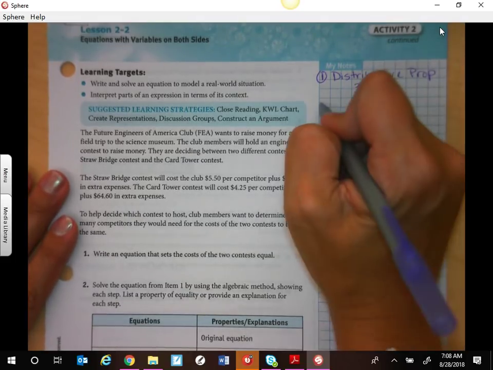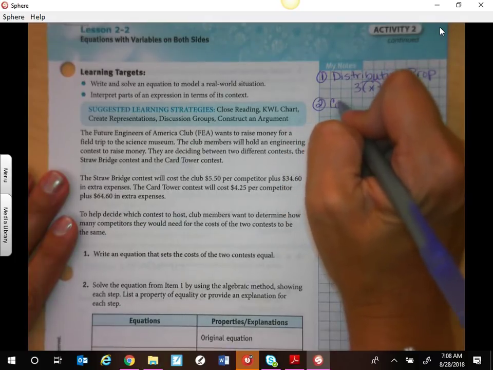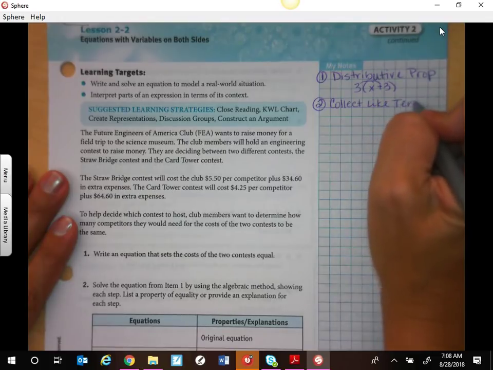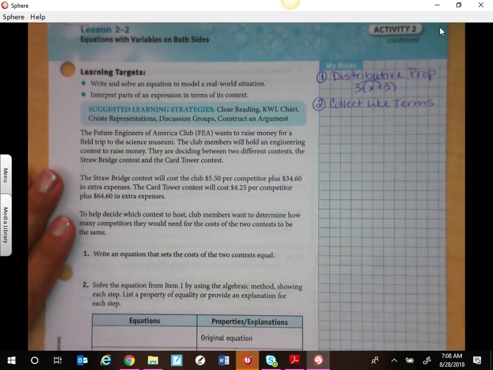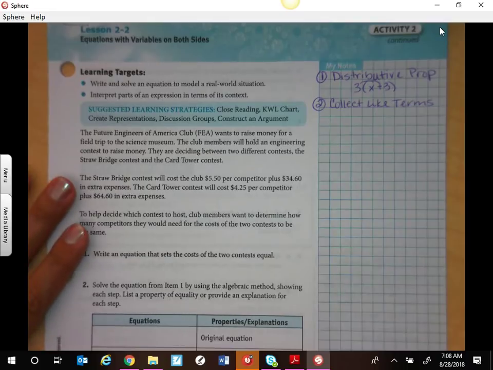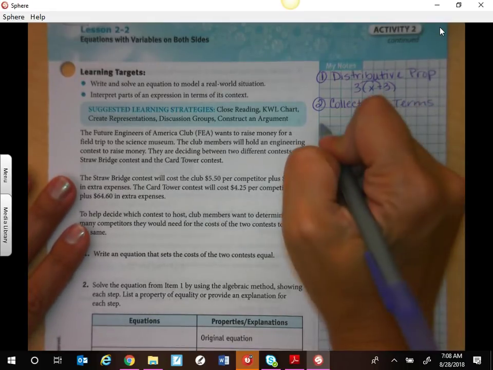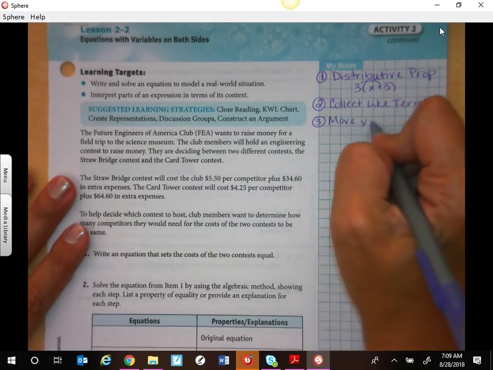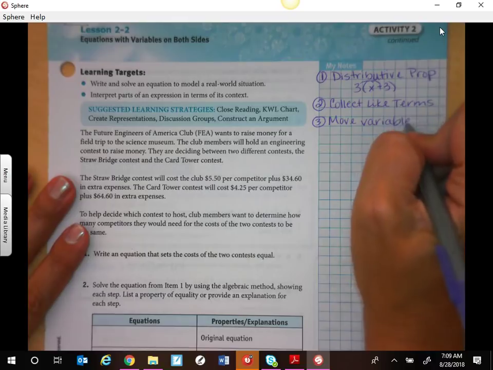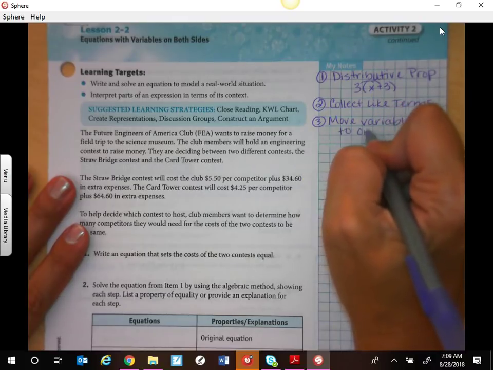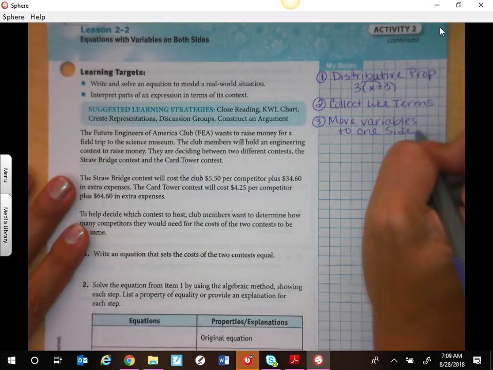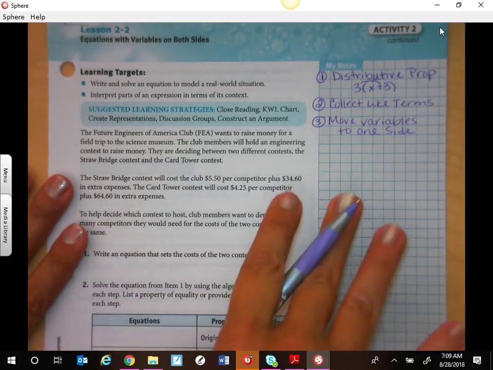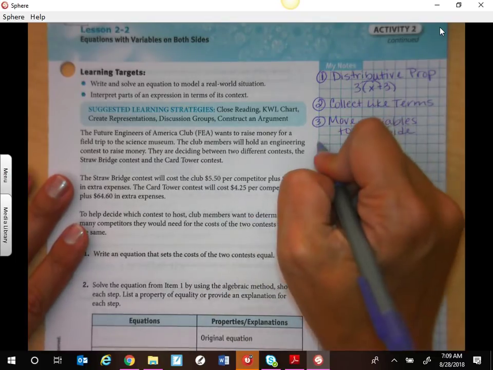The second thing we're going to look for is, do we need to collect like terms? And like terms, recall, mean they have the same variables, but they're on the same side of the equal sign. The third thing you're going to look for is to move your variables to one side, and that is what we're going to focus on today. We don't want variables on both sides. We want to put them all on the same side and all of our numbers on the other side so we can simplify that easily.